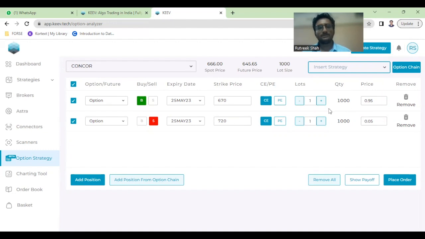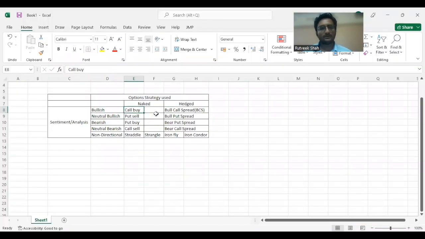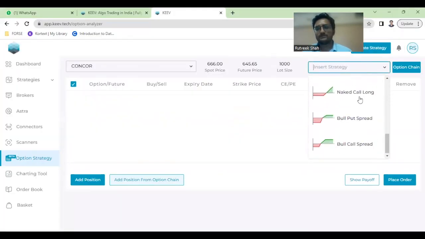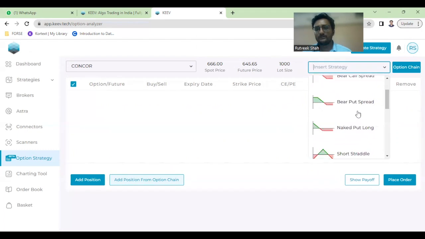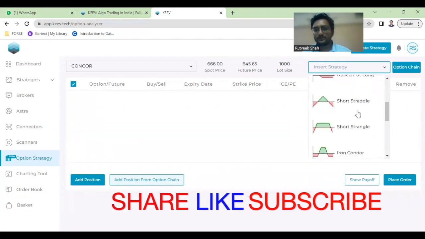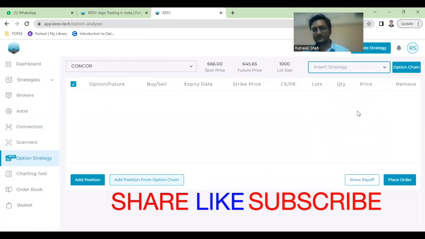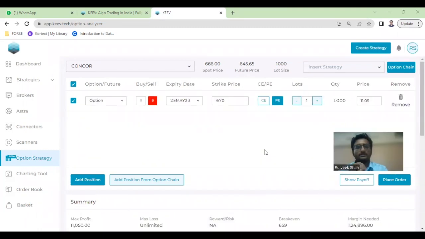So the other way, after looking at call buy and the bull call spread, we look at the neutral to bullish, that is a put sell and a bull put spread. So here again we can scroll to get a put sell, naked put short, as we can see here. So here we can see the normal neutral bullish position of the put sell. As the system generated 670 strike price, the current price is around 11.05.